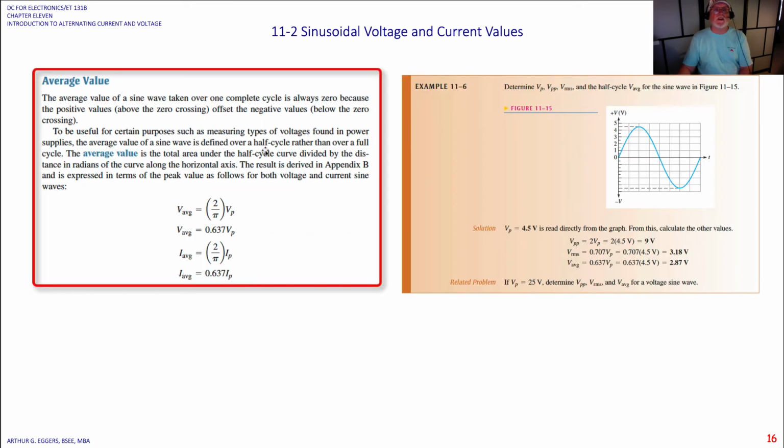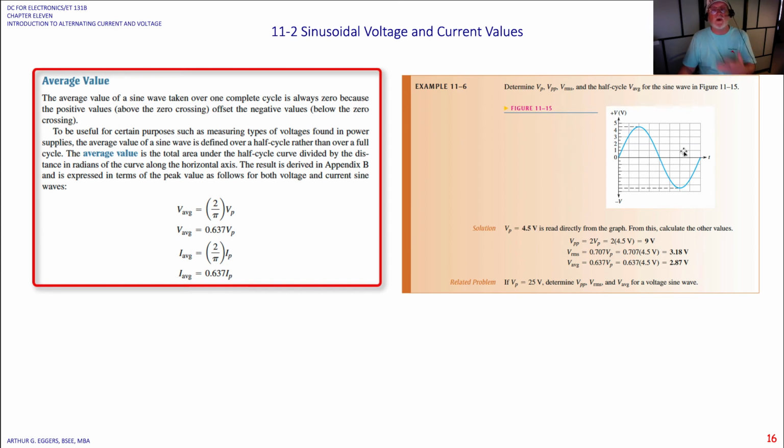So the last one then, the average value. The average value is a little more difficult because it really takes a quick understanding of calculus, because what we're going to do is measure the area under the curve. The average value of a sine wave taken over one complete cycle is always zero because the positive values above and below the zero crossing negate each other. So if you took all of the measurements on the positive alternation and subtracted them from all of the alternations on the negative, you would get zero.